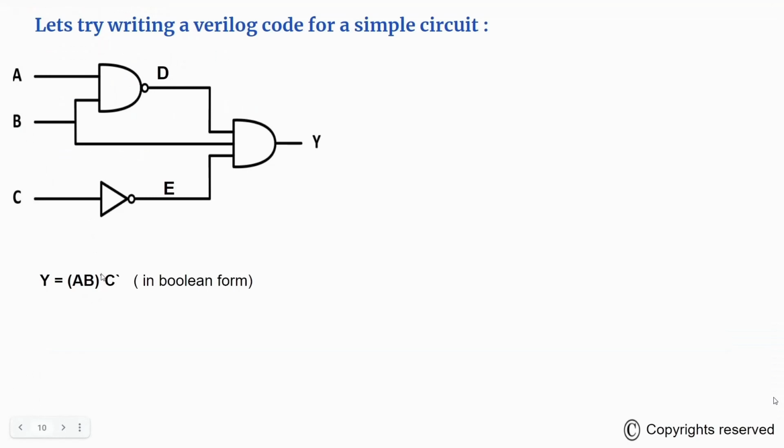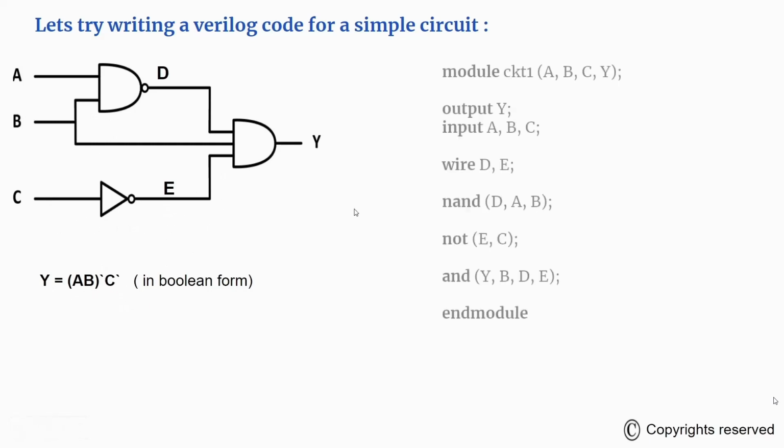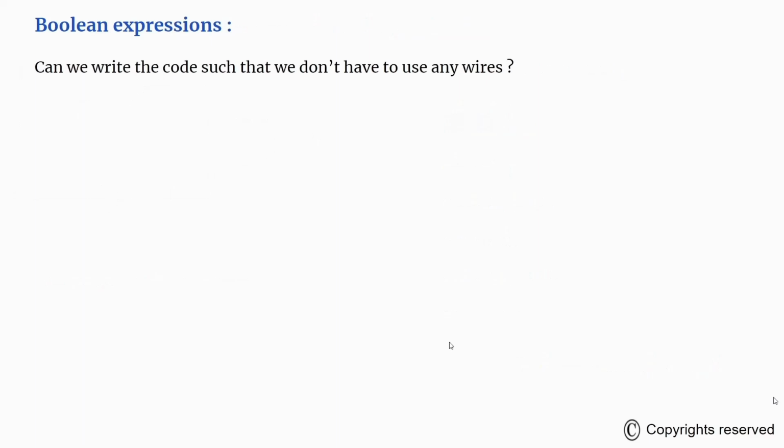AB bar. I'm using this symbol for complement. NAND of A comma B, and C bar. This E is C bar. So Y is equal to (AB) whole complement, C complement. And this is the Verilog code that we have written just now. But is there a simpler way? Can we write the code such that we don't have to use any wires?